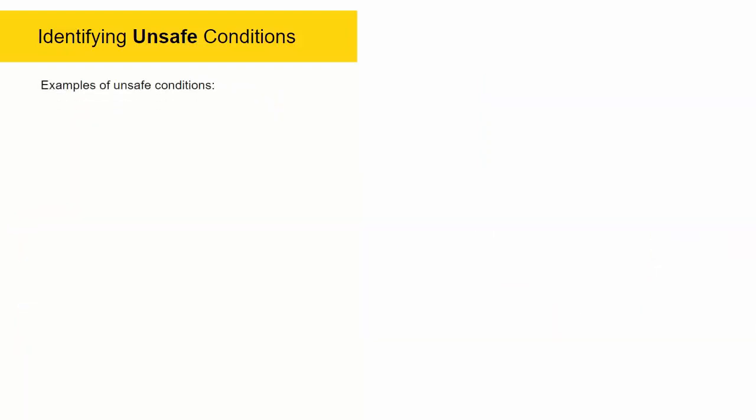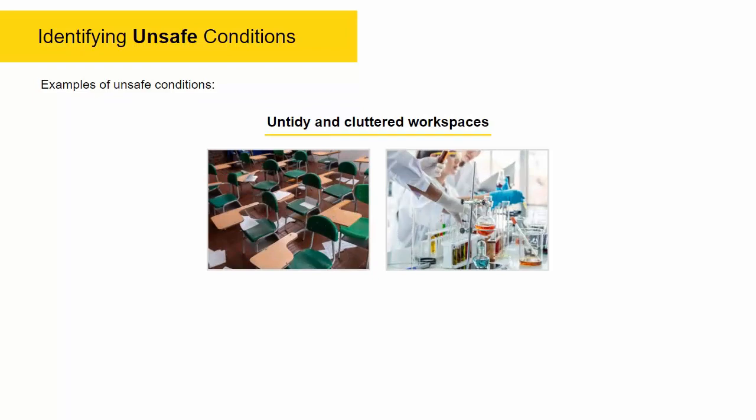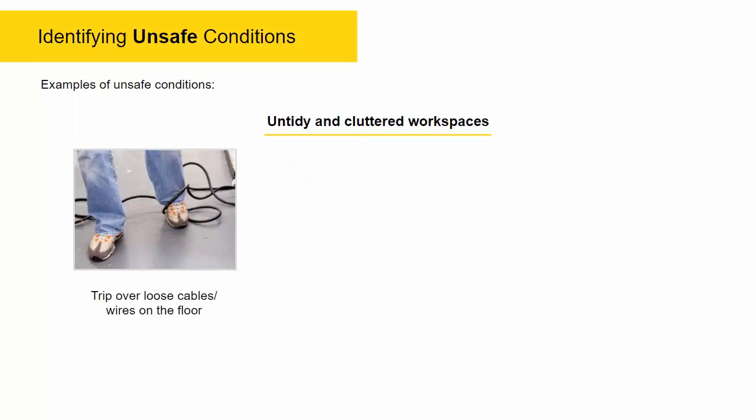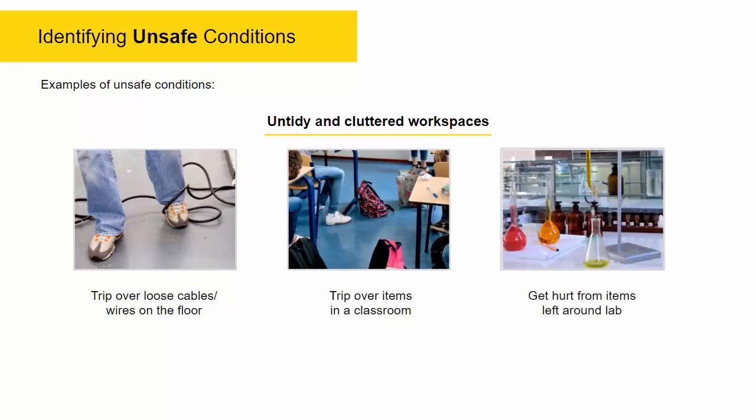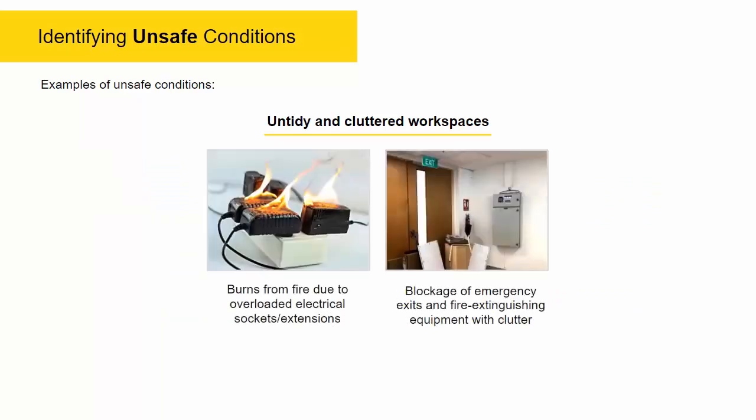Let's look at common examples of unsafe conditions that plague campus life. Untidy and cluttered workspaces, including your classrooms and labs, pose hazards. For instance, you may trip over loose cables or wires on the floor, or knock into chairs or bags placed untidily around the room. In the lab, you may cut yourself on sharp tools or equipment left lying around carelessly. Working in an untidy and cluttered space also poses fire-related hazards.